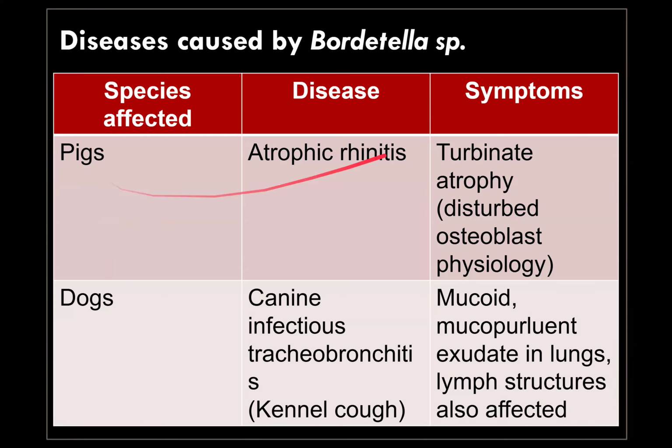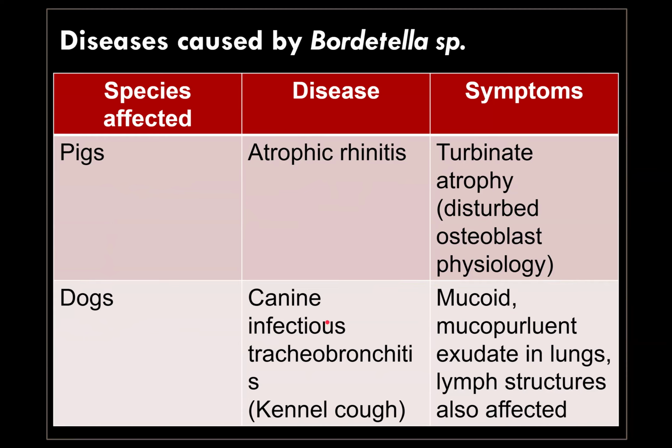And in pigs, this will cause AR or atrophic rhinitis. We described this earlier with Pasteurella. So there's turbinate atrophy, disturbed osteoblast physiology. In dogs, there is a disease called canine infectious tracheobronchitis. This is also known as kennel cough. This will produce mucoid mucopurulent exudate in the lungs, and lymph structures are also affected.